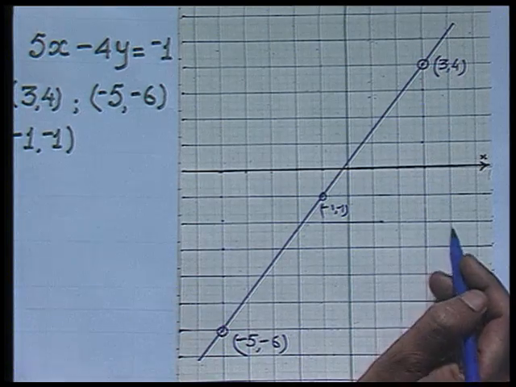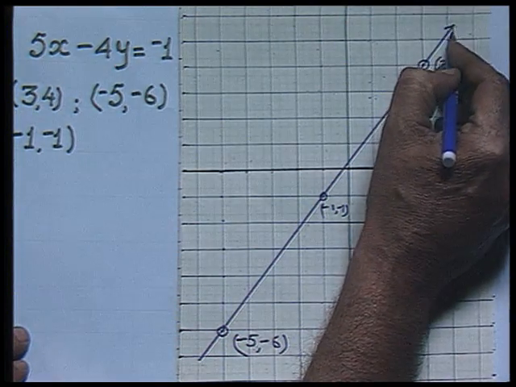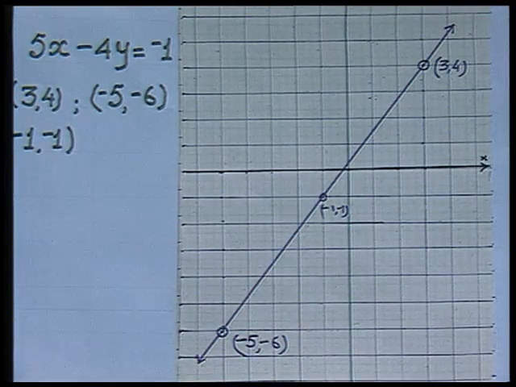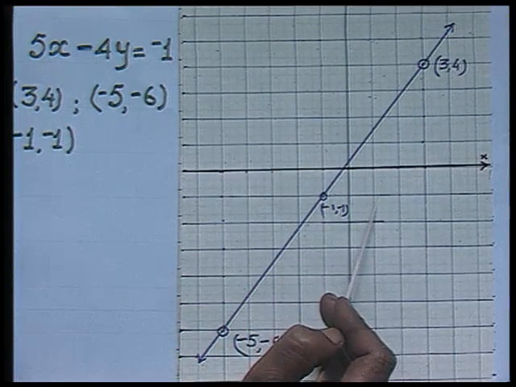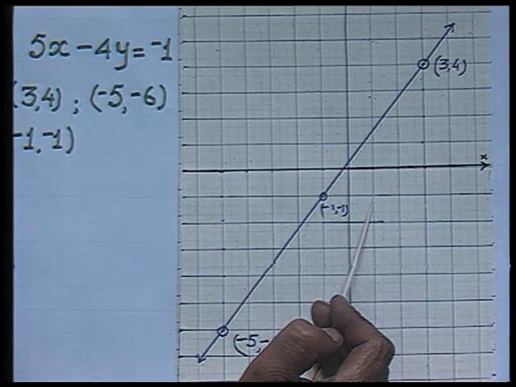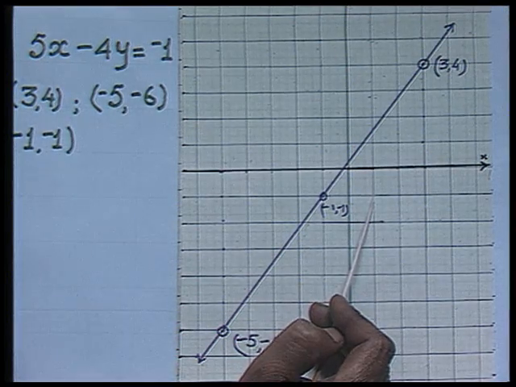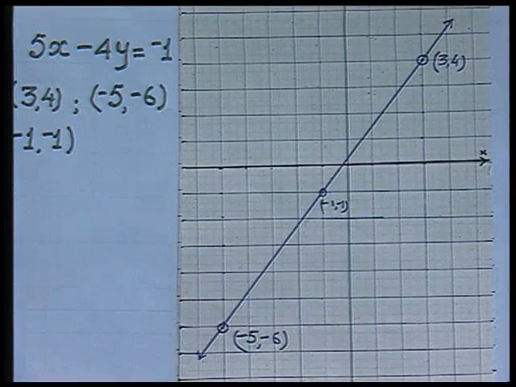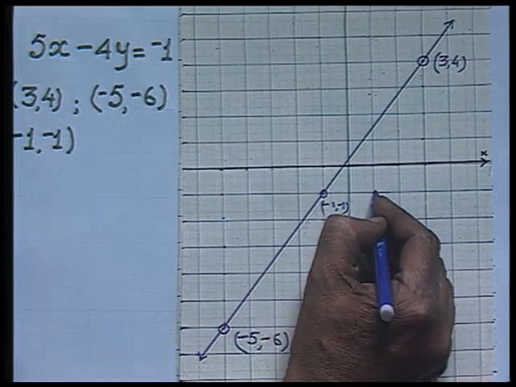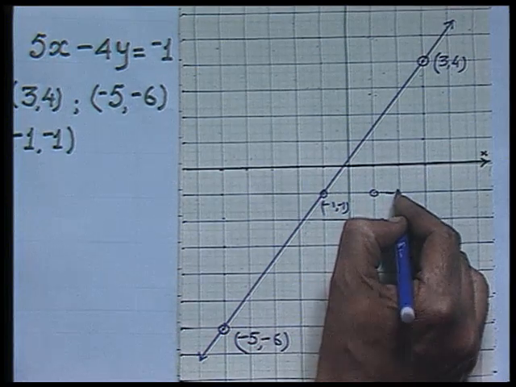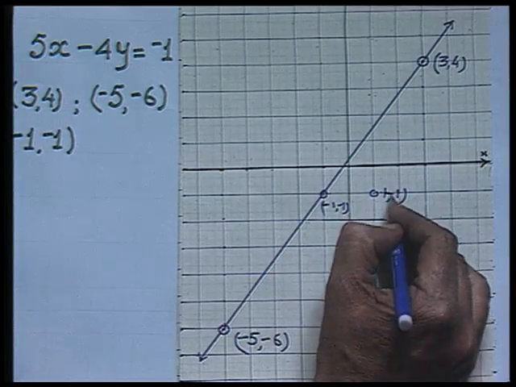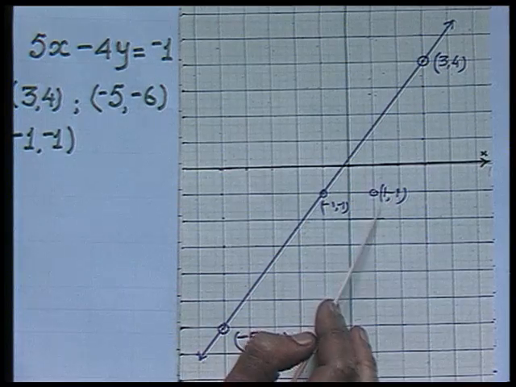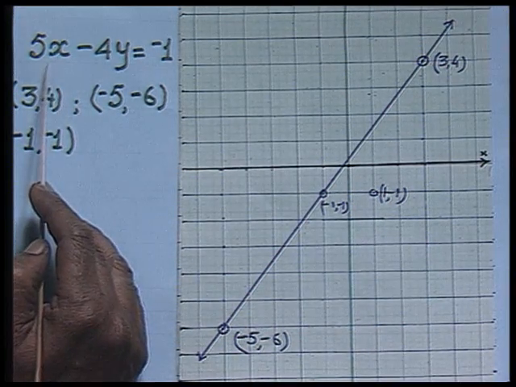On joining these points by the scale, I find that all the 3 points are in the same straight line. Now if I happen to take any other point outside the line, let's take this point. Can you find the ordered pair for this? The ordered pair for this point is 1 unit on the x-axis and minus 1 unit. So this ordered pair is 1 and minus 1.